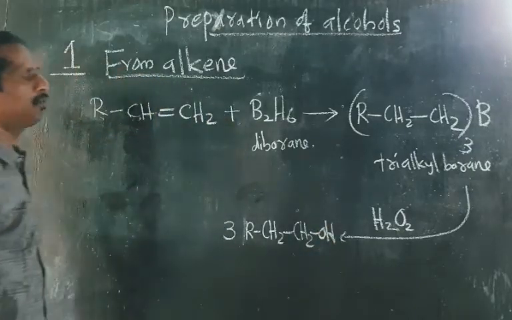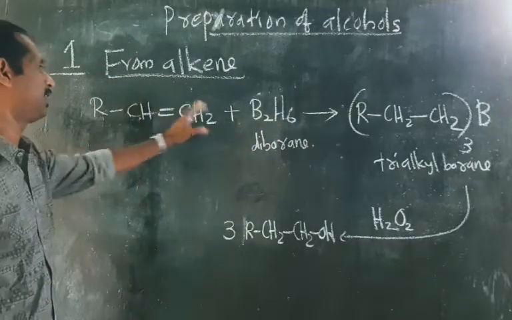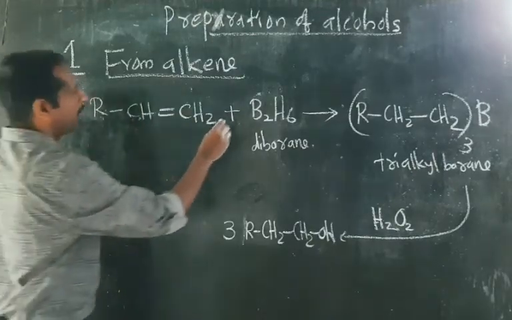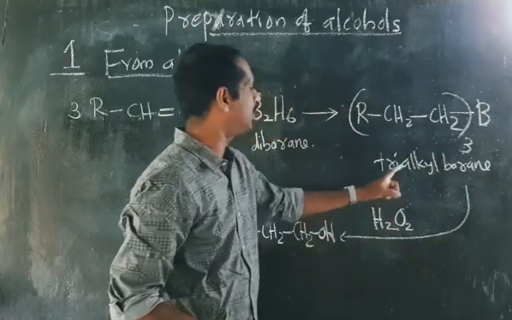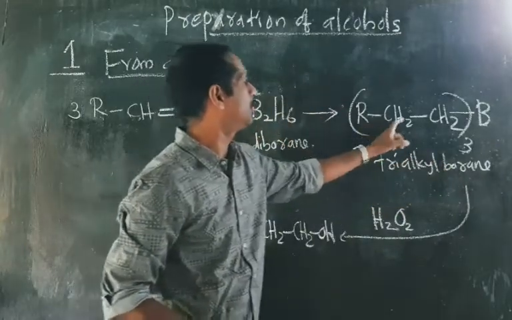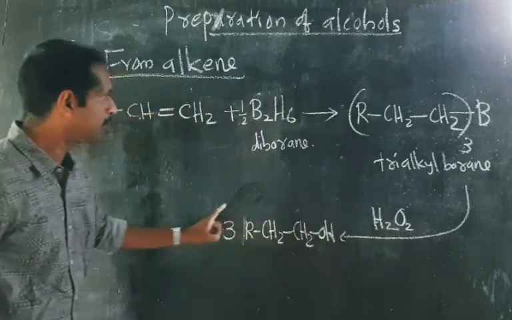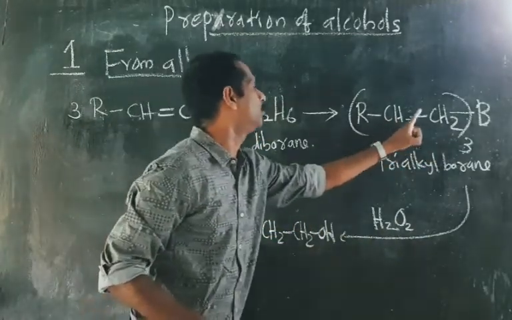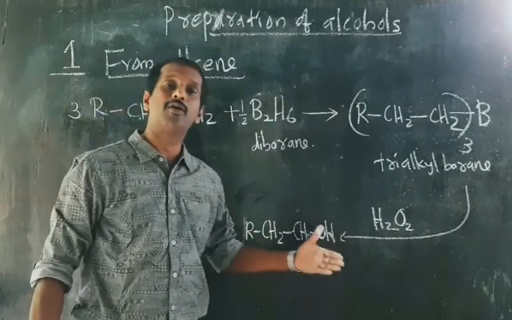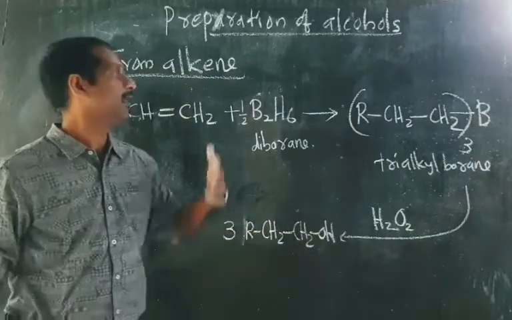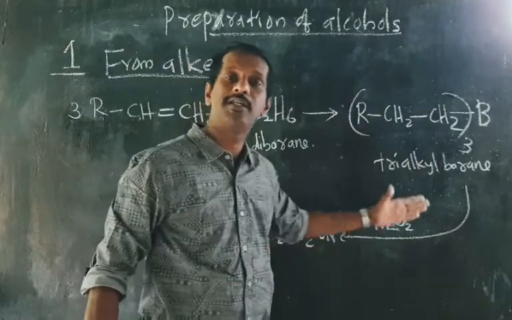RCH2CH2OH. This method is known as hydroboration oxidation. If you write a balanced equation, 3 RCH double bond CH2 and a half B2H6, you get (RCH2CH2) thrice B. That means trialkyl borane, (RCH2CH2) thrice B, trialkyl borane. This trialkyl borane on oxidation with the hydrogen peroxide, you get 3 molecules of RCH2CH2OH. This is hydroboration oxidation method. In hydroboration oxidation method, alkene is treated with diborane to give trialkyl borane, which on oxidation with the hydrogen peroxide we get alcohol.